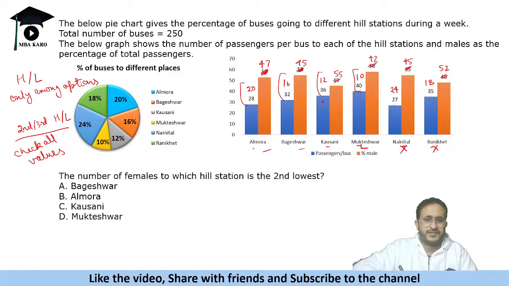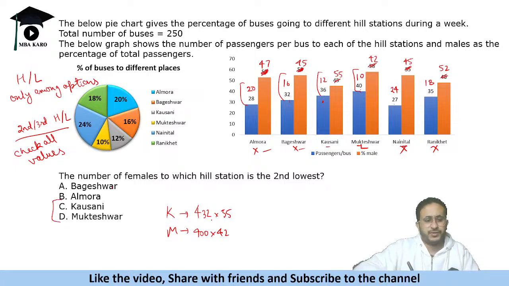Okay, this is not a low value. This is also 560. This is 492, looks on a higher side. These two values will be among the lowest. Okay, 12 into 36, this is 432 का 55, this is Kausani, and this is 400 का 42 is for Mukteshwar. So it has to be out of these two.